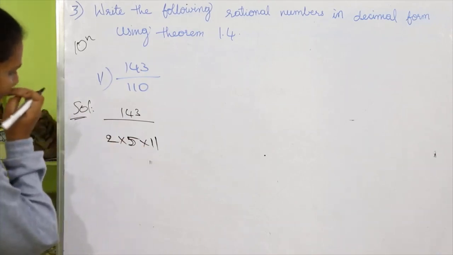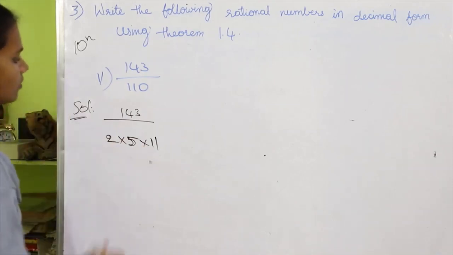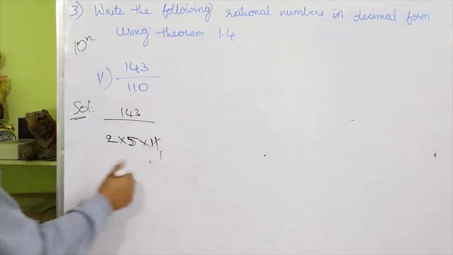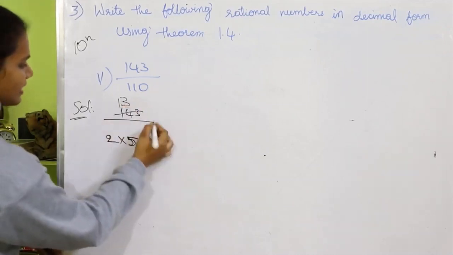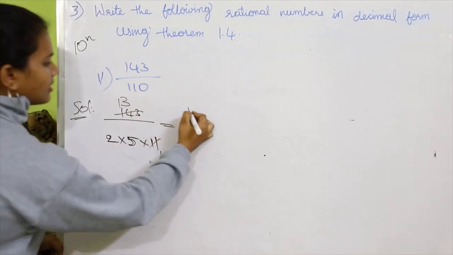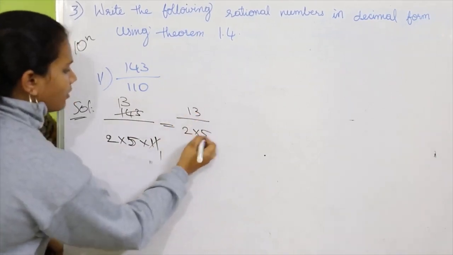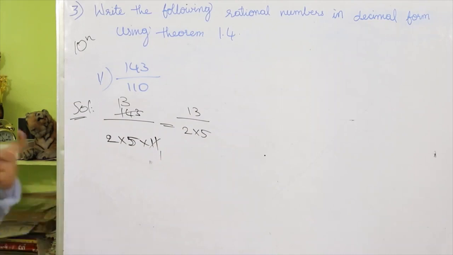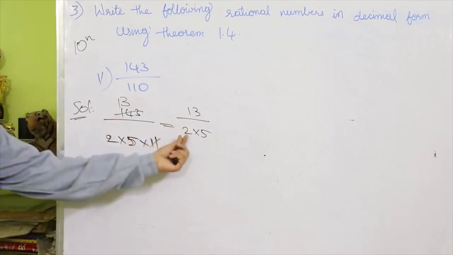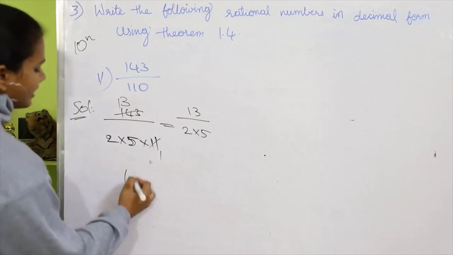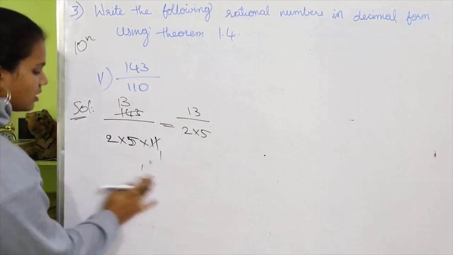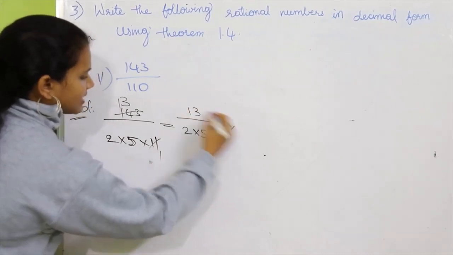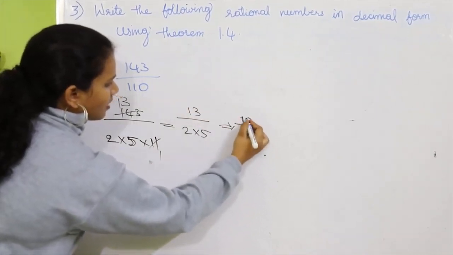Now go with the 11 table. 11 ones are 11, and we are left over with 3. 11 3s are 33. You got 13 by 2 into 5. I don't need to distribute any chocolates, because here you have 2 into 5, where 2 5s are 10. If there is no power on this 10, the power can be considered as 1. So this becomes 13 by 10 as the answer.